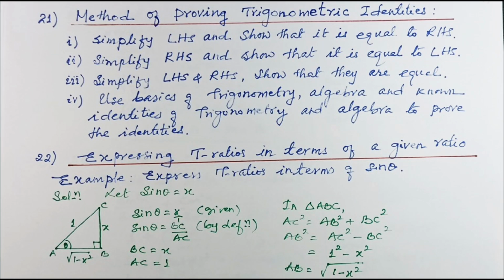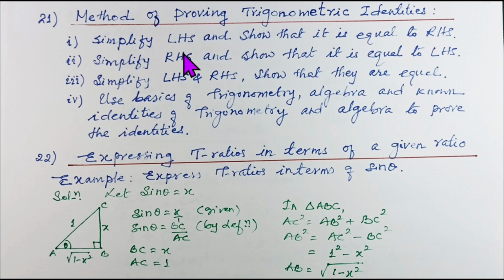Now, the method of proving trigonometric identities. Let us understand the method. To prove trigonometric identities, as you know, any identity has got LHS and RHS. Therefore simplify LHS and show that it is equal to RHS. This is the first method, that is, simplify LHS and show that LHS is equal to RHS. Then we have proved the identity.